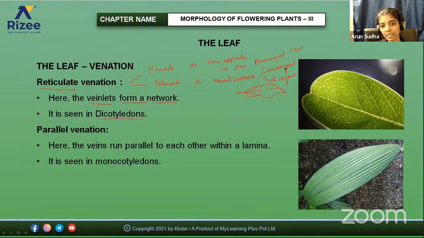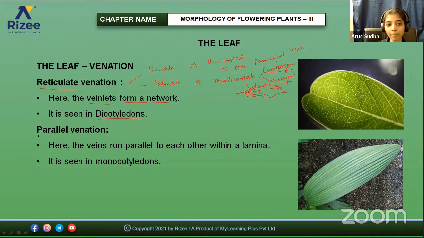So what do you mean by convergent and divergent? If the veins converge towards the apex from the petiole to the apex, it is a convergent type. And if they diverge from each other, that is, if they are deviating away from each other, then it is a divergent type. So this is about the reticulate venation.